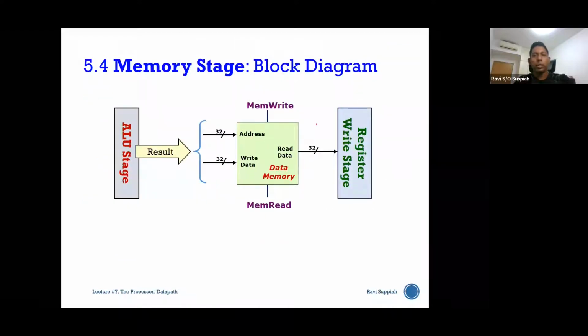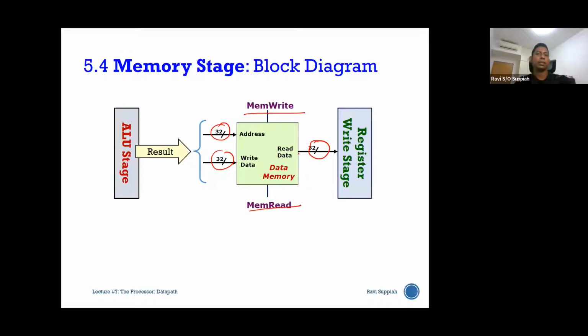In terms of memory, we can simplify it to a block like this, where you have two sets of information. One is the 32-bit address, and next is the 32-bit data. So one is address, one is data, and then you have two control signals, mem write and mem read. These are control signals which will be generated according to the kind of operation you are going to carry out. There is also the option to read data. So you can write data or you can also read data, depending on whether you're doing a load word or a store word.